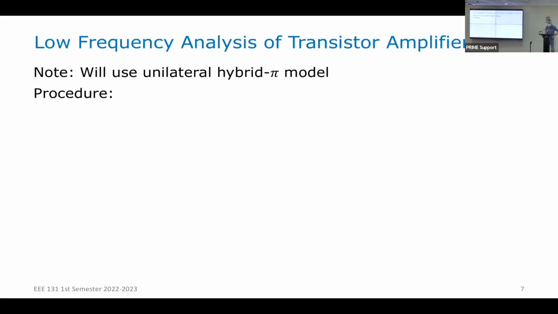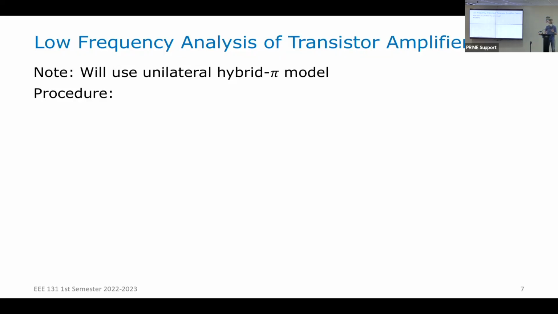Low frequency analysis of transistor amplifier circuits. This is what we're going to do now. This is what's next, in my last slide before. We are going to use the unilateral hybrid pi model right now to analyze transistor amplifier circuits. That is what we will use in EEE 123. I already mentioned last time that this has its limitations because not all circuits are unilateral. But for the purpose of EEE 123, it's a good introduction and it gives a good indication of what the outputs are going to be.